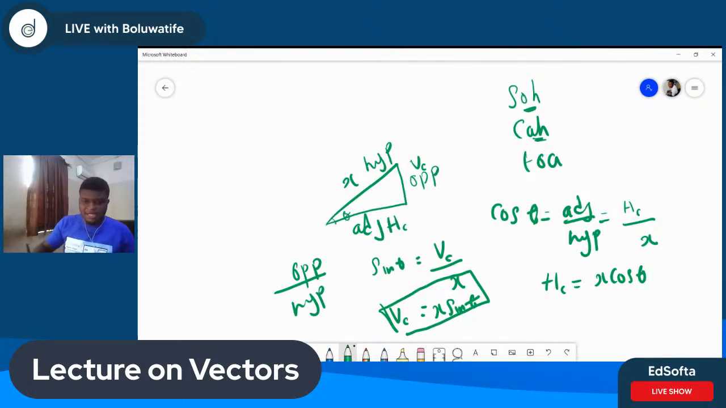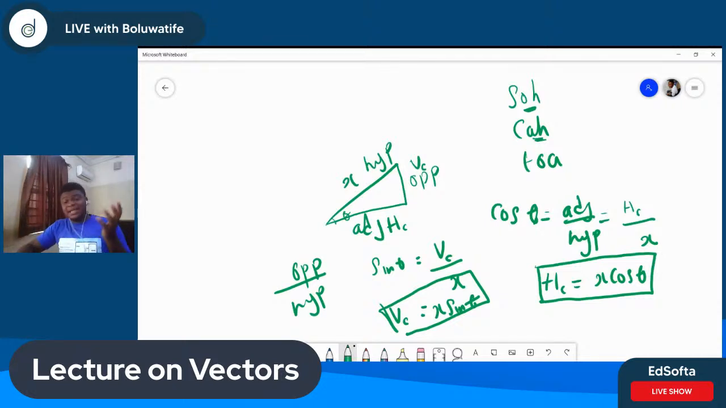So that is how you resolve a vector into vertical and horizontal components. It's just as simple as that. So always remember this formula, it will help you. Sorry, this is the vertical, and this is the horizontal. So if you want to find the vertical component, you multiply by sin theta. If you want to find the horizontal component, you multiply by cos theta.